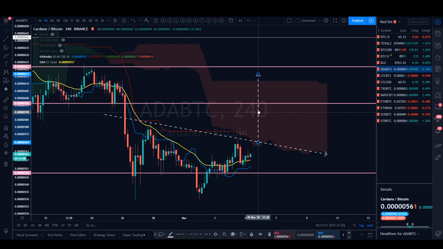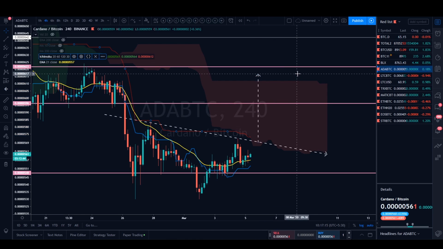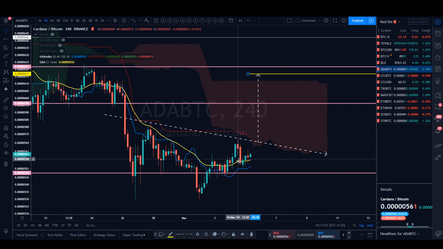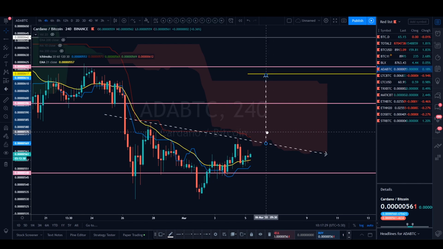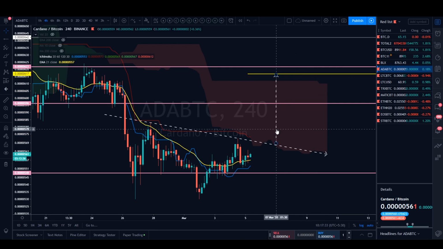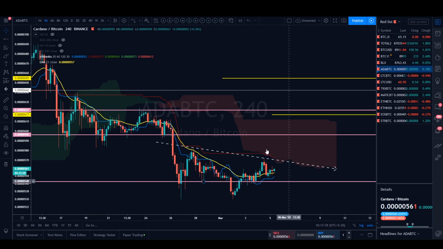So let's say we break here, 5th March. The measured move is going to be at 617 sats. Right now, this is not exact because this would depend entirely on where ADA does break. This could very well break here, and that changes the look by a couple of sats here and there. But that's roughly where the measured move will take you if this pattern does come alive. So watch out for that.